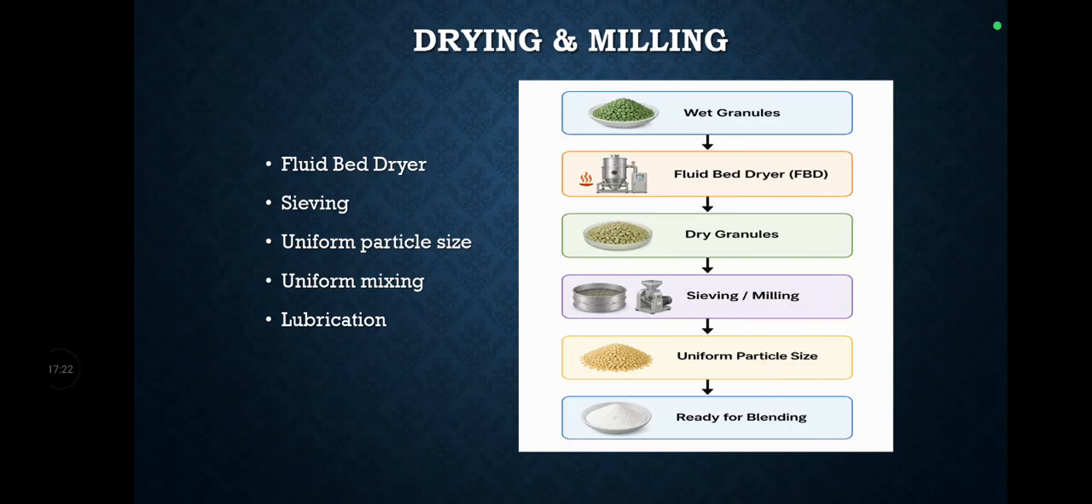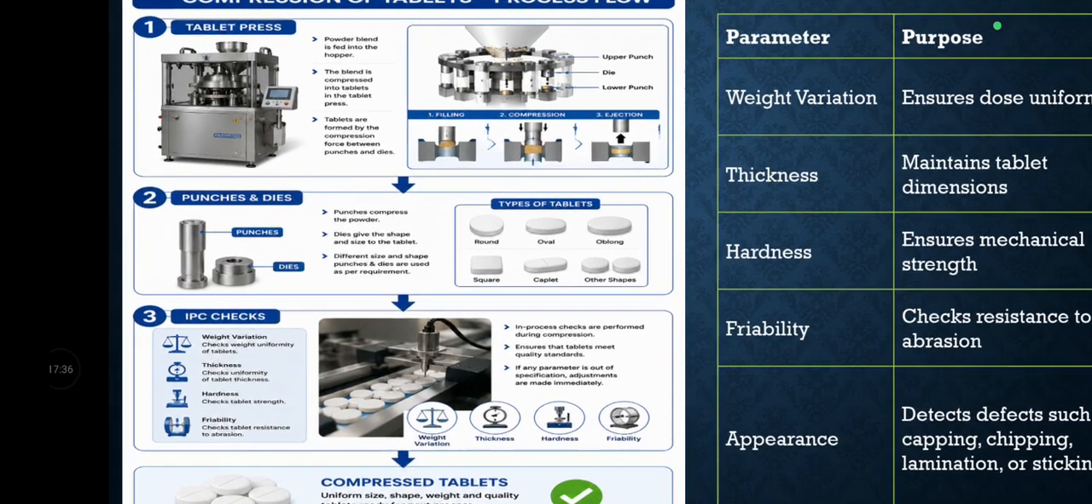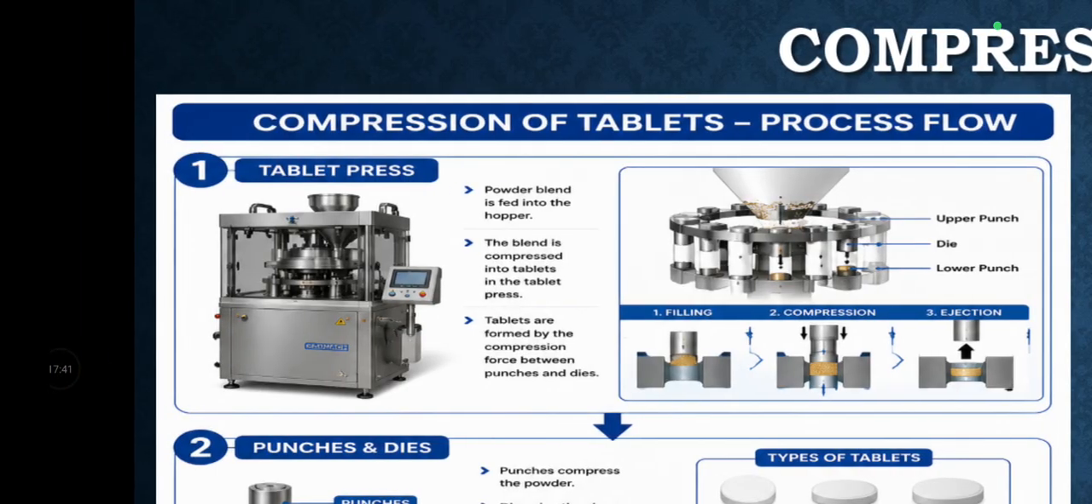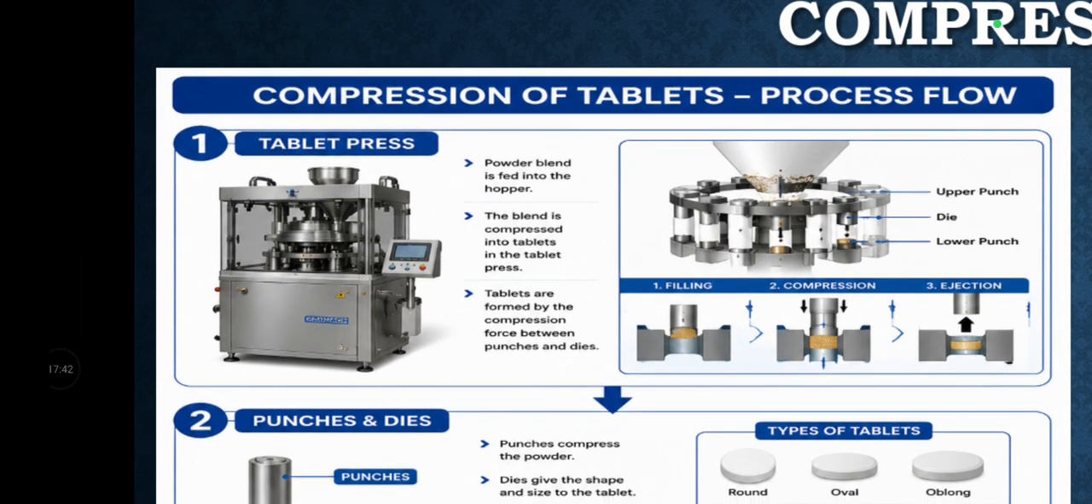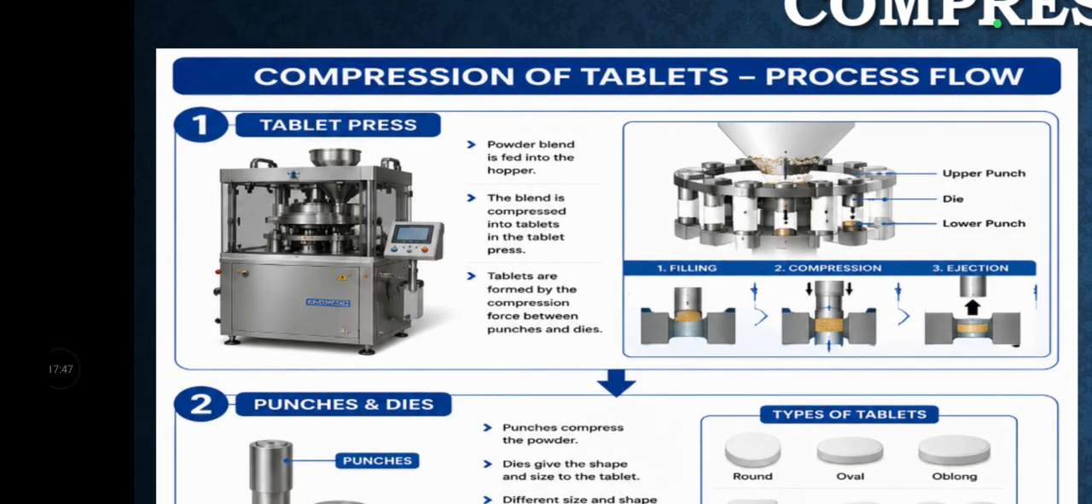Blending: before blending we need to add the magnesium stearate blend. After completion of blending, it will go to the next process, that is compression. See, this is the compression of the tablet process flow. In this, tablet press machines are there. The powder blend is fed into the hopper.